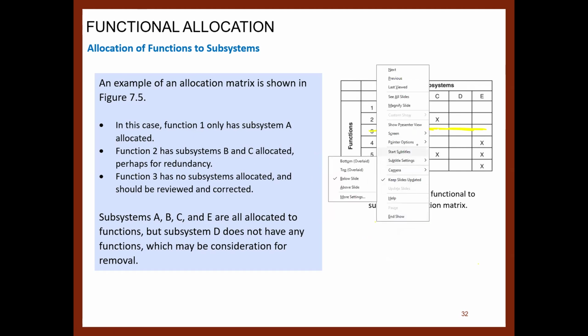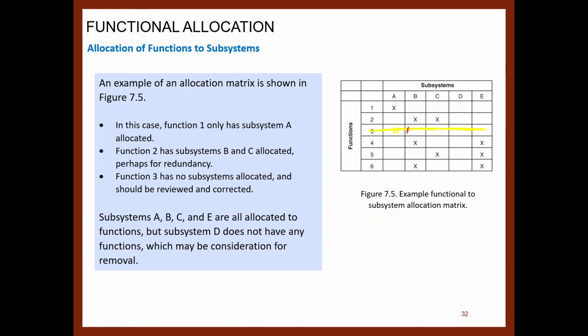Yeah, you have to make sure that at least one subsystem is connected to this function. Subsystem A, B, C, and E are allocated to functions, but subsystem D does not have any functions. It may be a consideration for removal. So this is basically a subsystem that is doing nothing, so that could be removed.